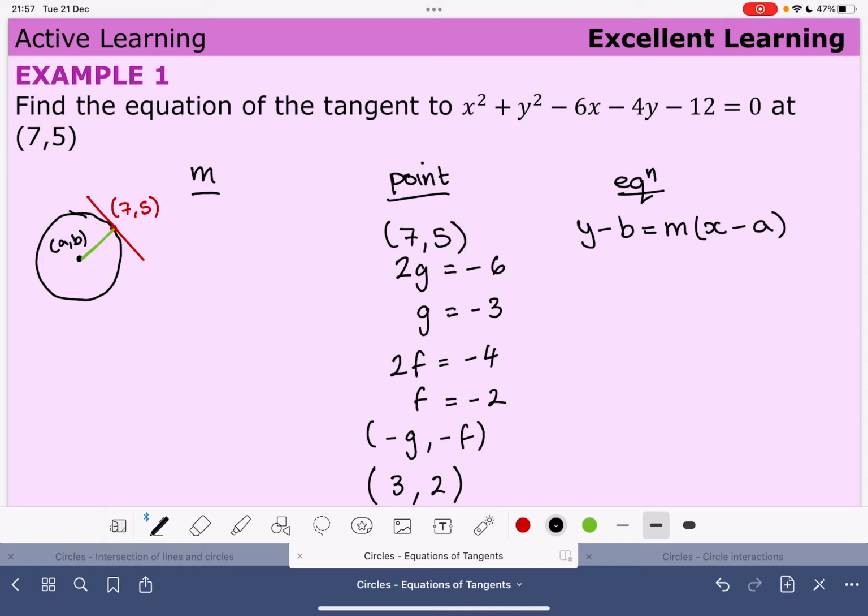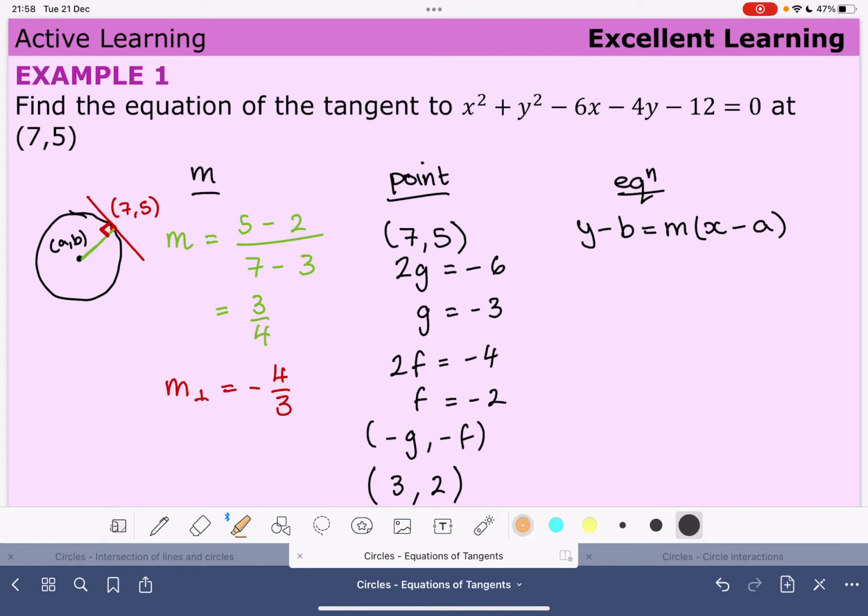So I've now got 2 points. I've got the centre, which is the one I've just found, 3, 2, and the point on the circumference 7, 5. I'm going to use those 2 points to find the gradient of the green line. The gradient is equal to y2 minus y1 over x2 minus x1, and we get a gradient here of 3/4. This means that the gradient of our tangent is equal to negative 4/3. We're just using that idea that the tangent is perpendicular to the radius at the point where they meet.